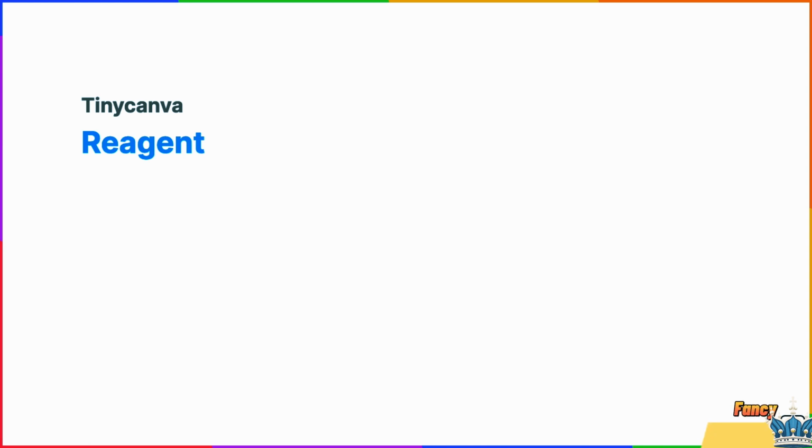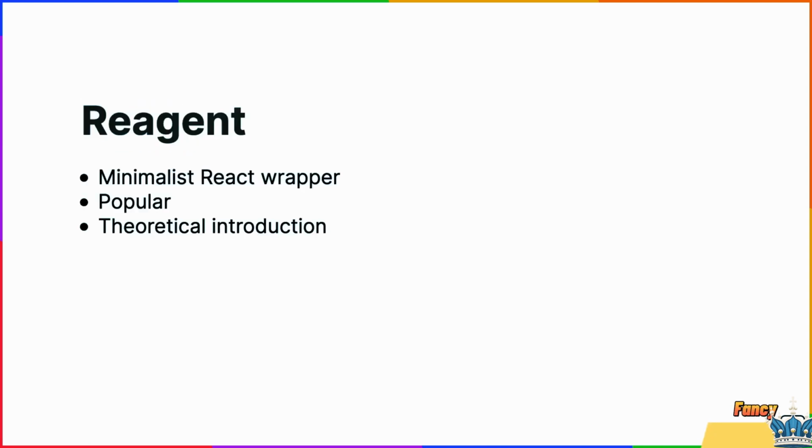Reagent is a minimalist Clojure wrapper for React. It exposes all React APIs, including hooks, and is one of the most popular Clojure projects. This chapter is a theoretical introduction to Reagent. The code in this chapter doesn't apply directly to the tiny Canva project.